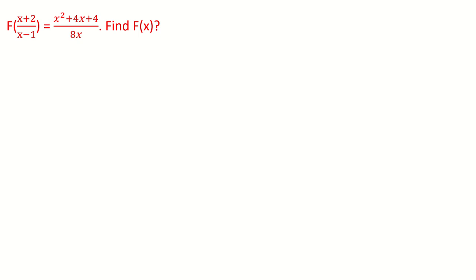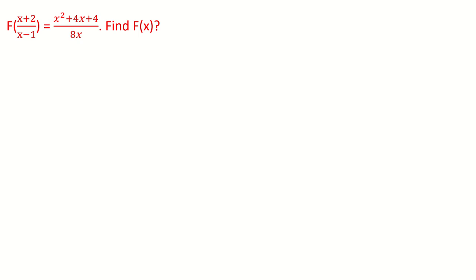f of x plus 2 by x minus 1 equal to x square plus 4x plus 4 by 8x. Now find f of x. Function of x you have to find. I'm sure everybody can solve it easily by adjusting x square plus 4x plus 4 by 8x into x plus 2 by x minus 1 format.